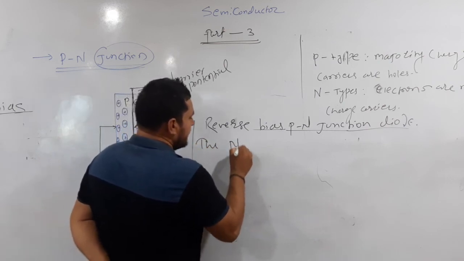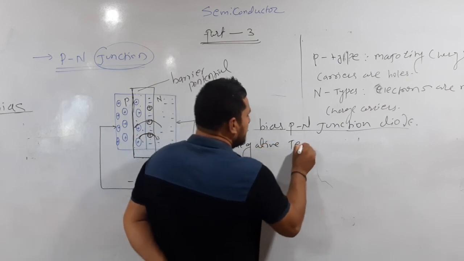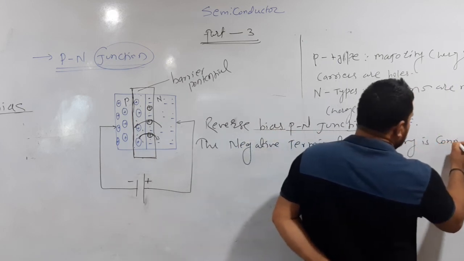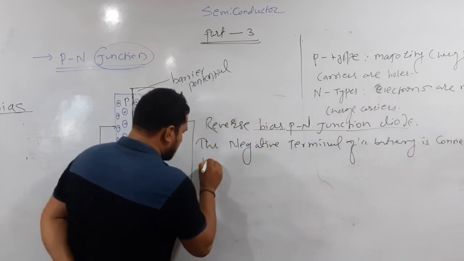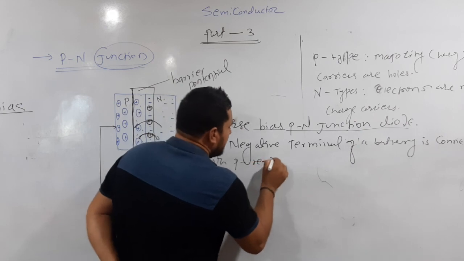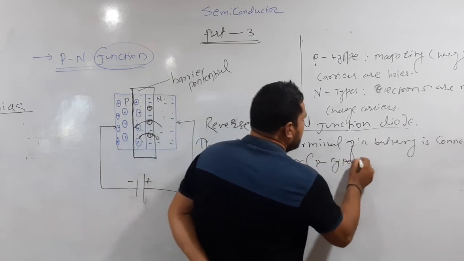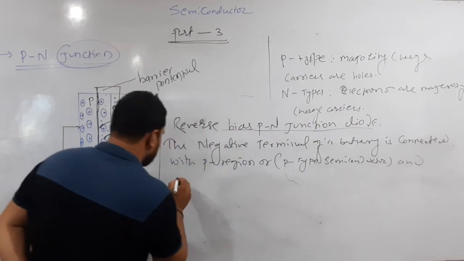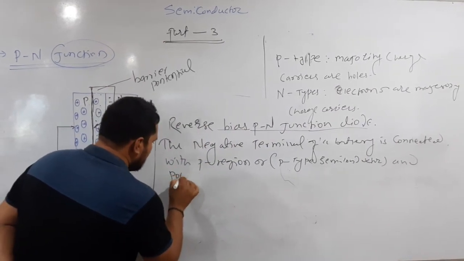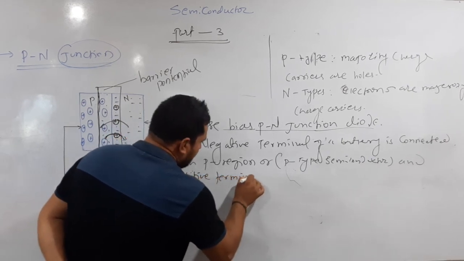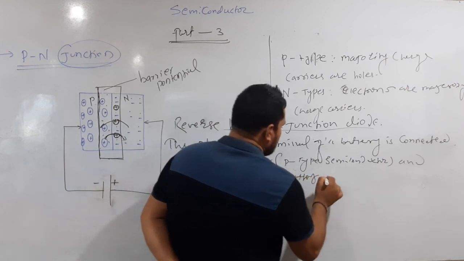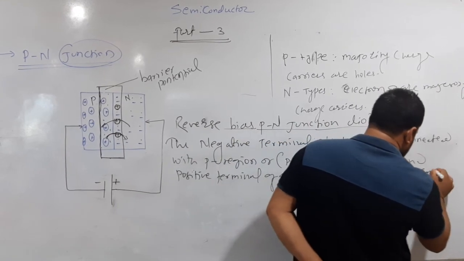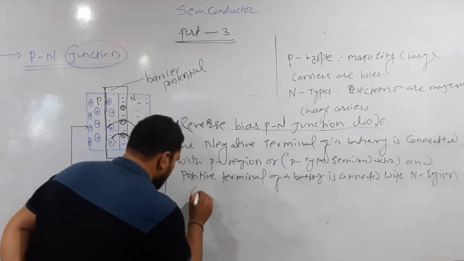Now here the definition is what? The negative terminal of a battery is connected with the P region or P type semiconductor, and the positive terminal of a battery is connected with the N region or N type semiconductor.